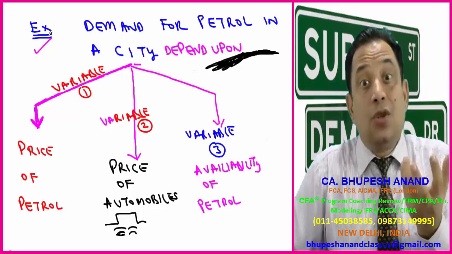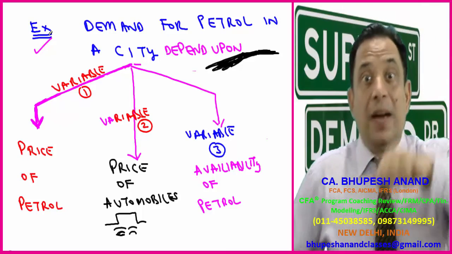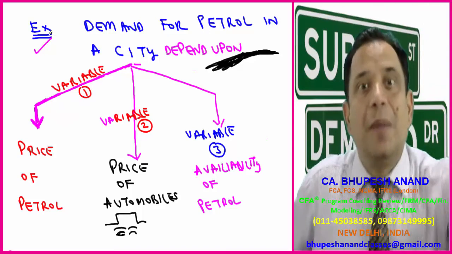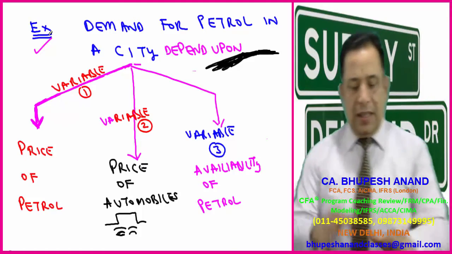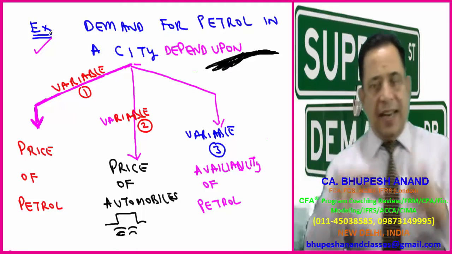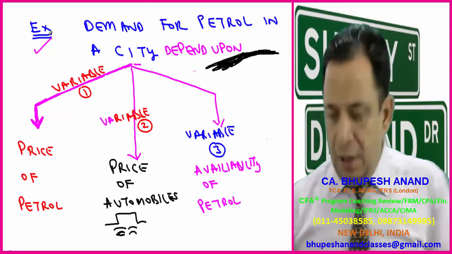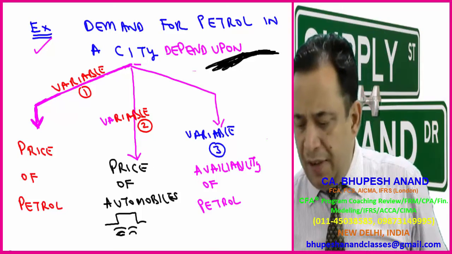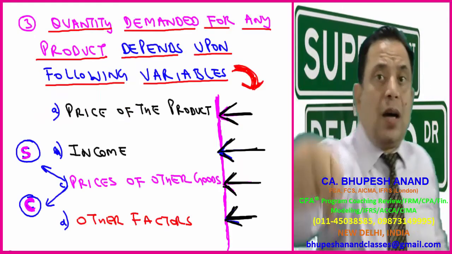It means if the price of automobiles increases, fewer people will buy automobiles, and hence there will be a lower demand of petrol. So in this way, in the basic sense, I can say what are the variables, what are the factors which can relate the demand. So this is a real life example. Availability of petrol and other factors are there. But now I am coming directly to the issue.